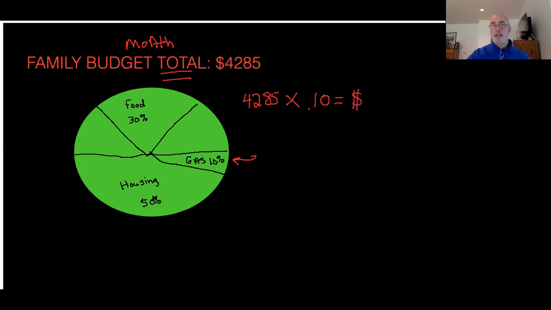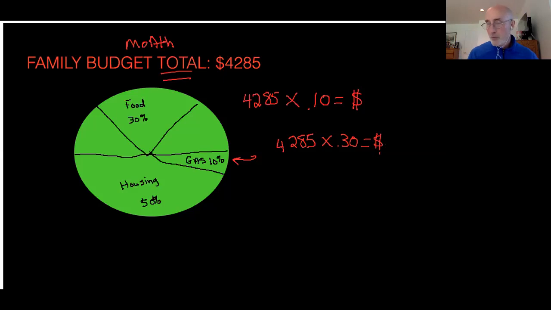If I want to know exactly how much money they're spending on food, it's 30% over here. So I would take my total again, 4,285. That's the total, that's the whole. Remember, pie charts compare a part to the whole. Out of the whole budget, if I multiply it by 0.30, that's 30%. That will give me in dollars how much I'm spending on food. Okay, so you're going to run into that on the test. You're running into it on some homework things as well.